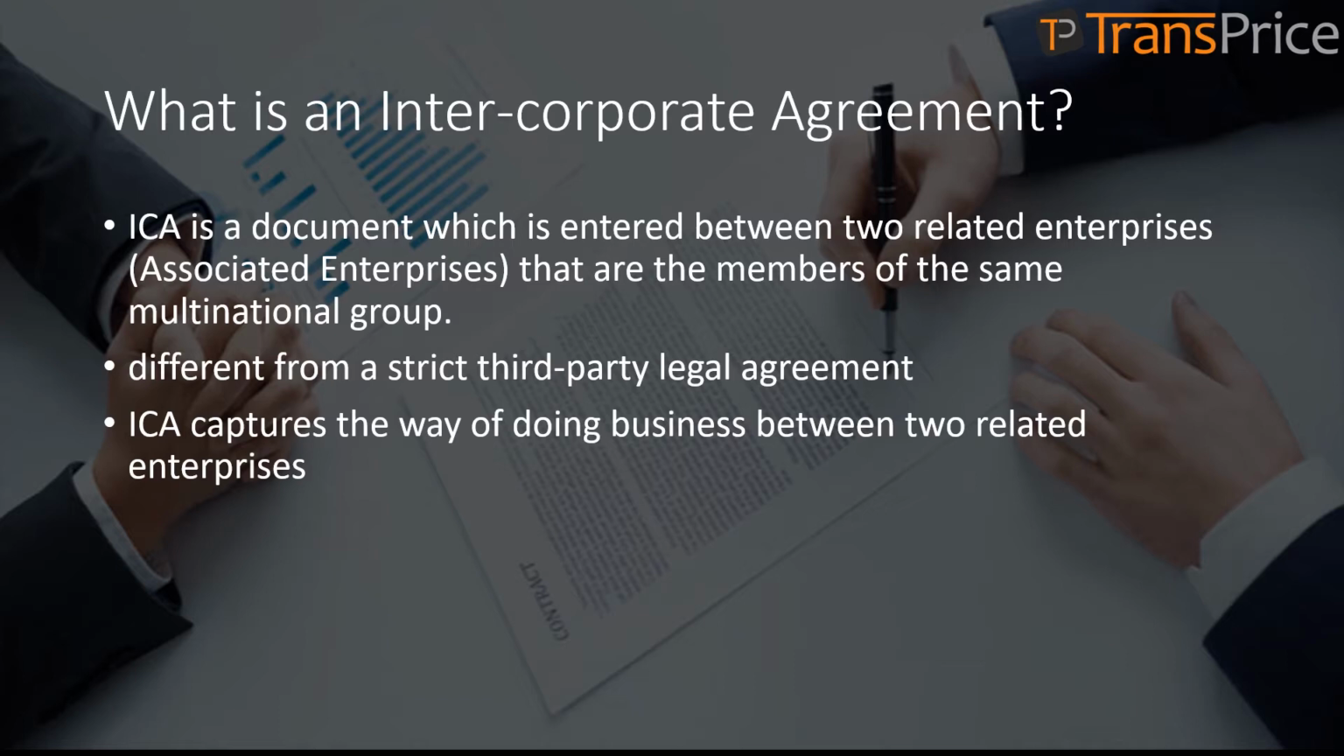So, what is an intercorporate agreement? Intercorporate agreement or ICA is a document which is entered between two related enterprises that are the members of the same multinational group. As the agreements are entered between the group companies, they are different from a strict third-party legal agreement. A third-party agreement in reality captures the negotiations between two independent parties, while an ICA captures the way of doing business between two related parties.